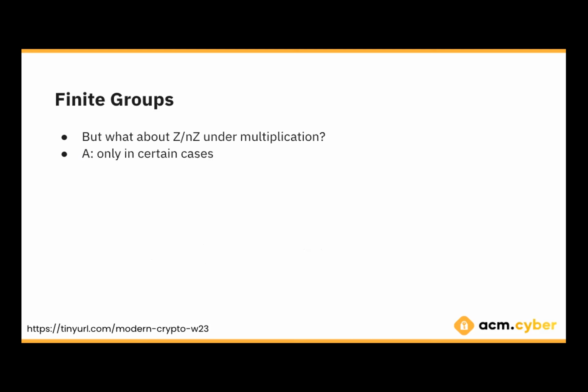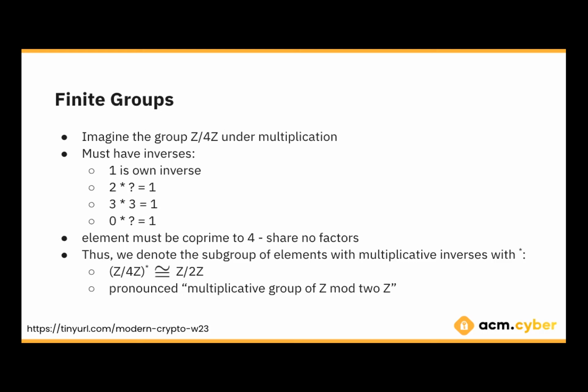Okay, so what about Z mod NZ under multiplication? Does it always form a group? And the answer is only in certain cases. So let's imagine the group Z mod 4Z under multiplication. So this is 0, 1, 2, and 3. And when you multiply, you always take it mod 4.